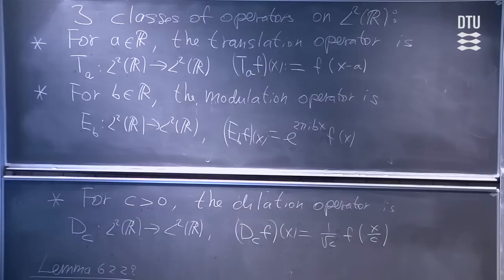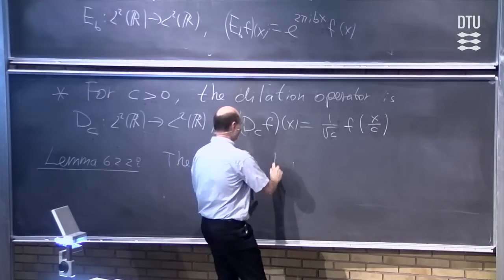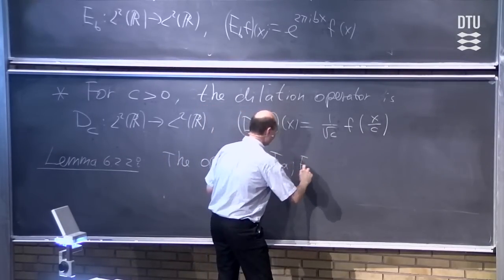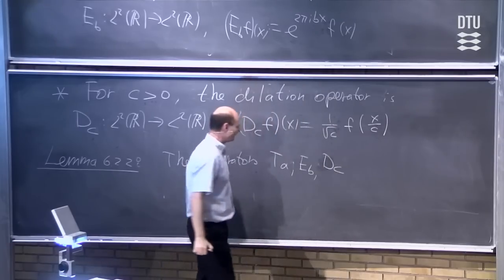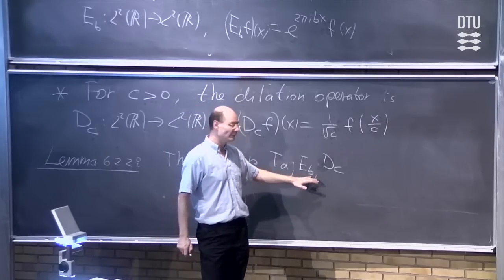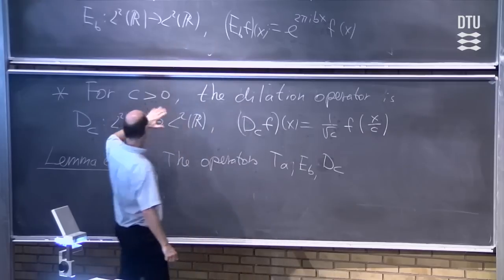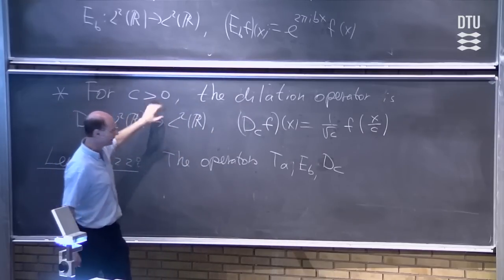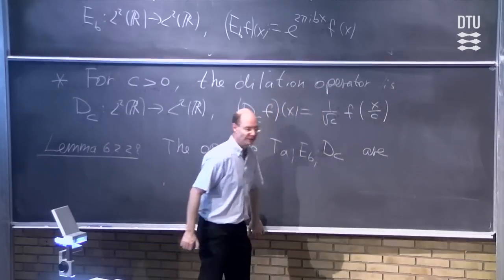And what the statement says is that all operators, so all the TA and all the EB and all the DC. So when I write it like this, it means no matter how you choose the parameter A, no matter how you choose the parameter B, or no matter how you choose the parameter C, but still C greater than 0, like here. So for all of them, we get the same statements.